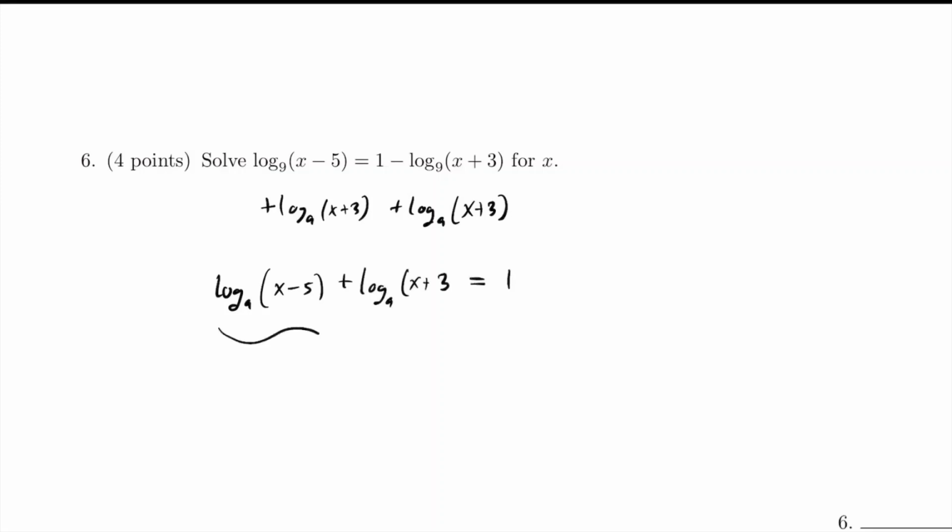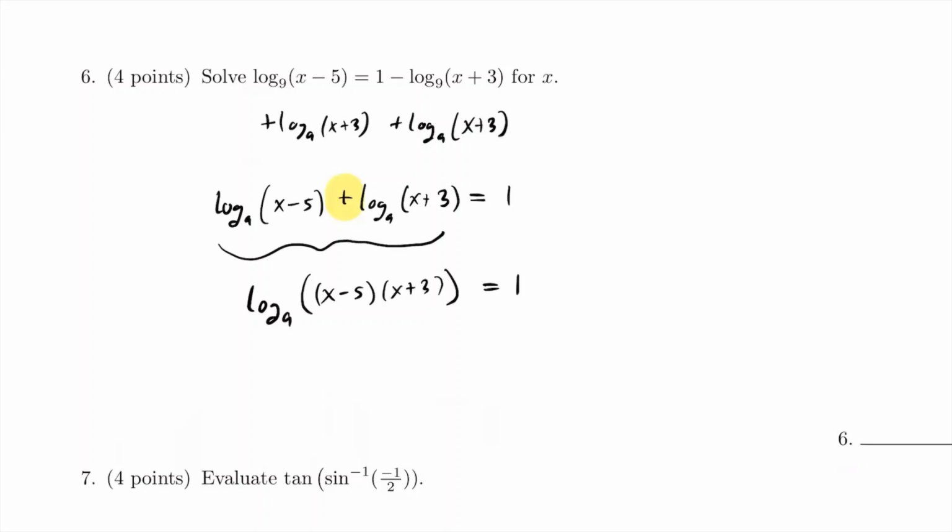Now here, using the laws of logarithms, since there is a sum between two logarithms, you can join them into a single logarithm. So you'll have log base 9 of x minus 5 times x plus 3 equals 1. And here we can write this in exponential form. So I'm just going to make this smaller so I don't run out of space.